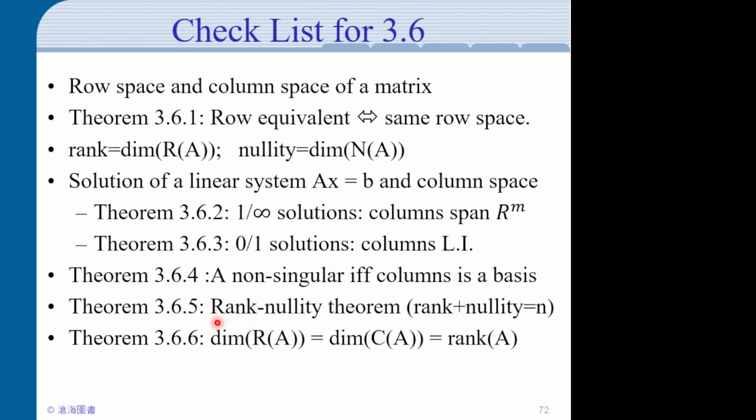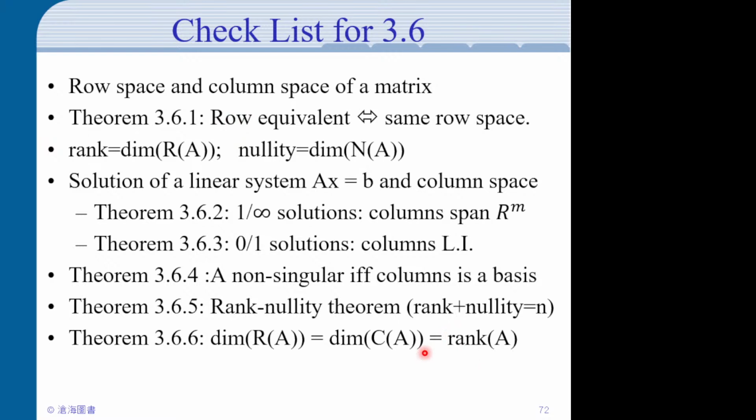3.6.5 is the rank-nullity theorem, which decomposes the space Rn into the null space and the row space. But we haven't studied the decomposition of the space yet. For now we just know that rank plus nullity equals n. Okay. And then 3.6.6, that we just proved, says the dimension of the row space equals the dimension of the column space, and by definition it is equal to the rank of A.